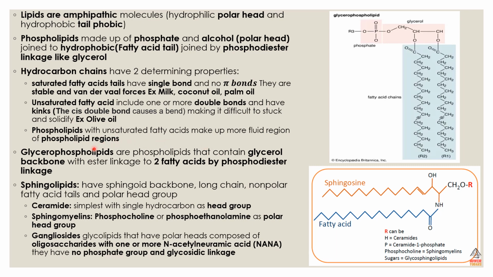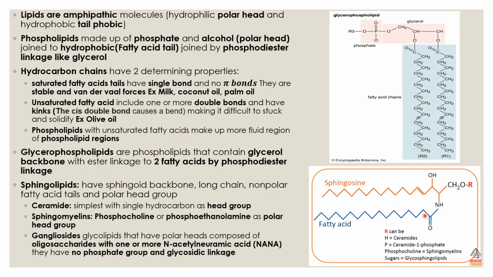Then you have glycerophospholipids. Glycerophospholipids are phospholipids that contain a glycerol backbone, like we see here, linked to two fatty acids, with a phosphodiester linkage. Alright, but there's also an ester linkage here. So an ester linkage is all connected to a CH3 and a CH group, so a C and a C group here. These are the ester linkages.